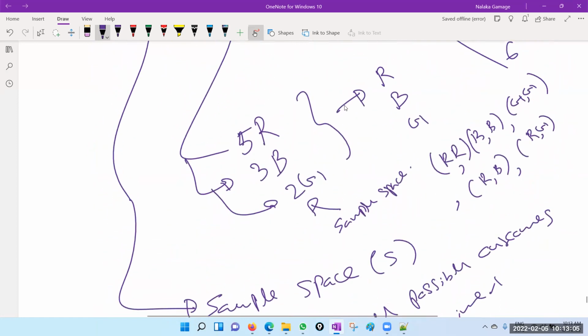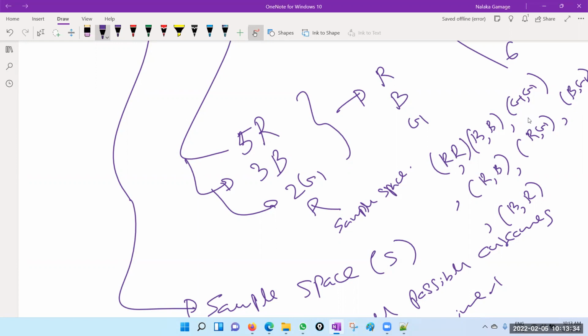What else? Blue, green. So what about blue, red? First one is blue, next one is red. So that is another possibility. And green, red, right? Green, blue. So those are all possibilities. Okay. So those are all possibilities.